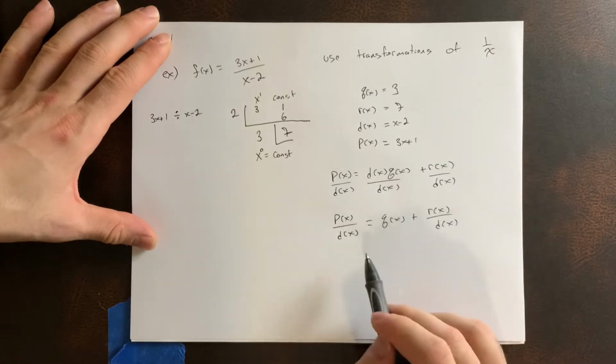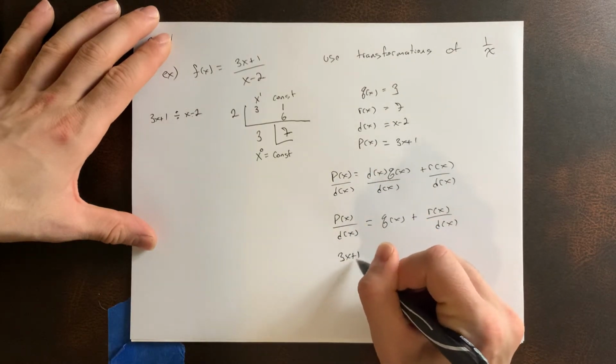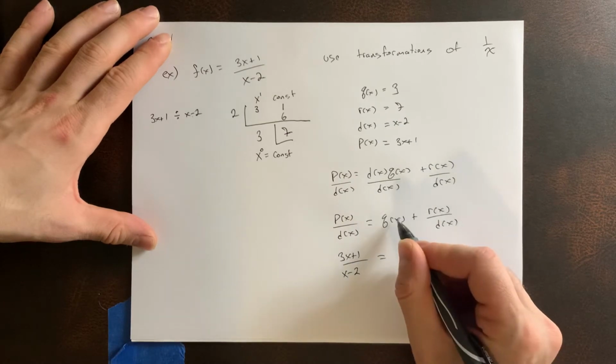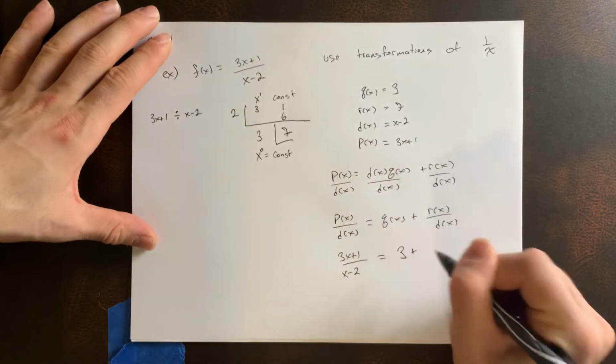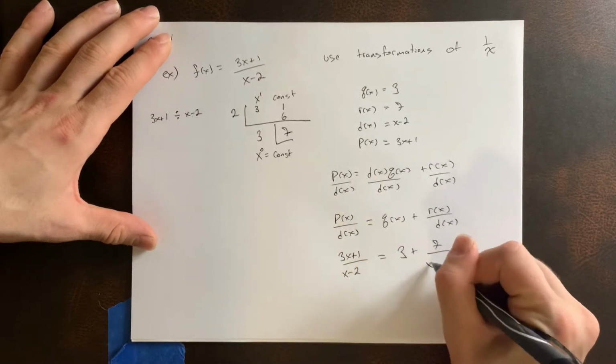So now let's fill this in. So p of x is 3x plus 1, over d of x, which is x minus 2, equals q of x, which is 3, plus r of x, which is 7, divided by d of x, which is x minus 2.